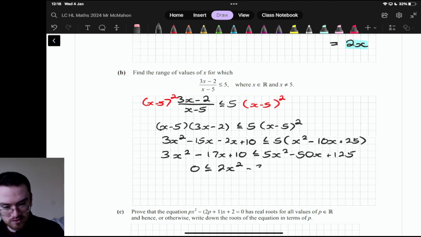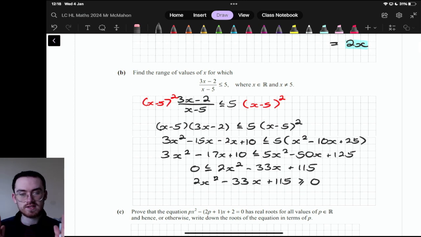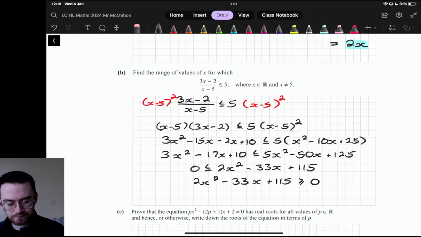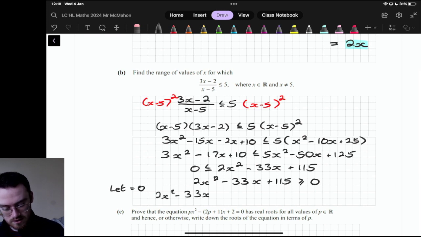I'm going to have minus 33x plus 115. And I'm just going to take this minute to flip the sum around a little bit so it looks the same as we're used to. All I've done is take it from one side and flip it around the other way, keeping the inequality pointing towards the 0, so that the quadratic is still greater than or equal to 0. So we take our quadratic and let it equal 0. We have 2x squared minus 33x plus 115 is equal to 0 because we want to solve it.